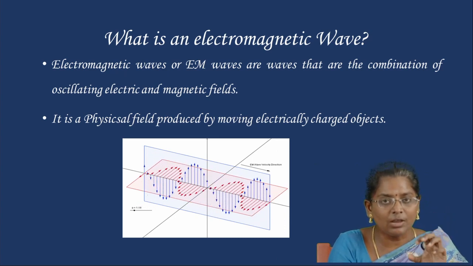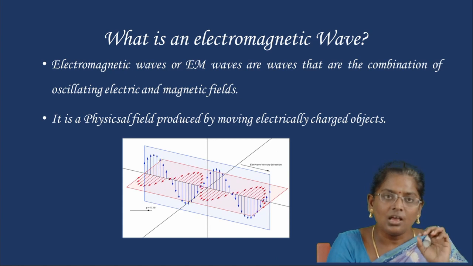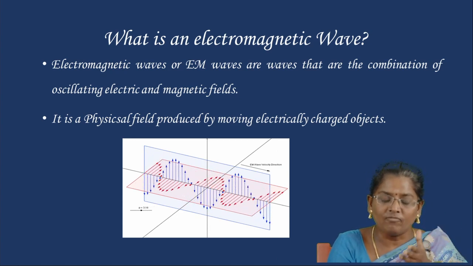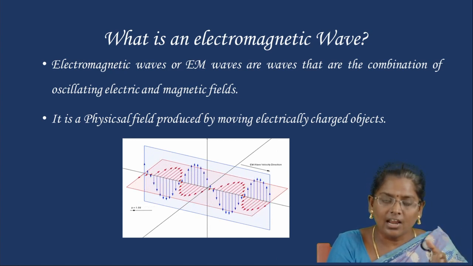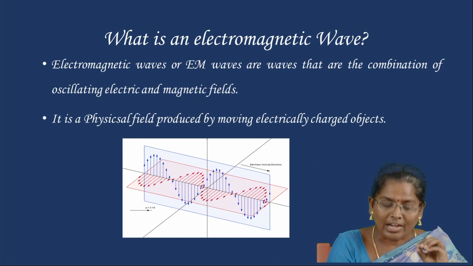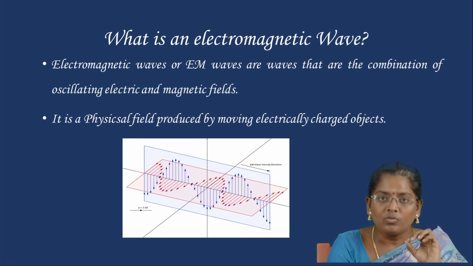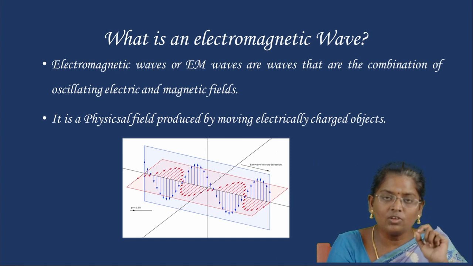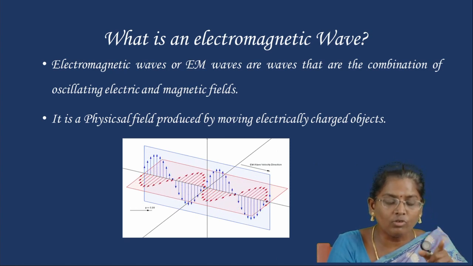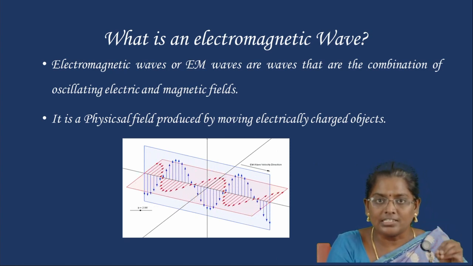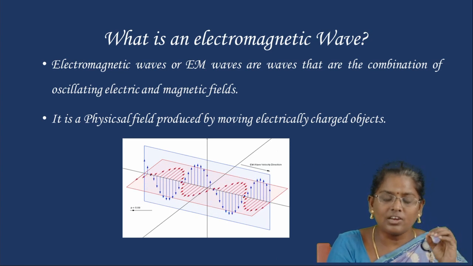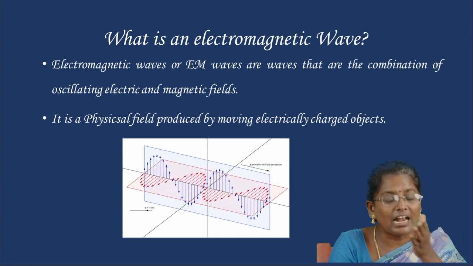A field is nothing but a force region. Some fields may be scalar and some fields may be vector. In a scalar field, there is only the magnitude of force and no direction. When you speak of a vector field, you speak of both the magnitude of the force and the direction in which a test particle or testing object will experience force.